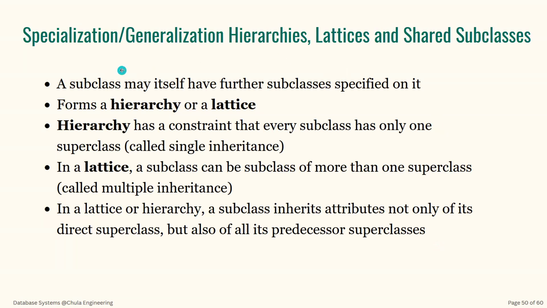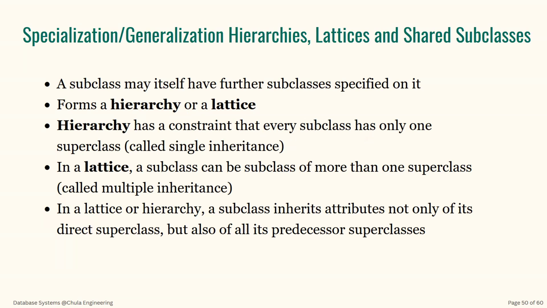Now, there are some more of the terms here. I don't think I can finish all 10 pages. It's called specialization, generalization, hierarchy, lattices, and shared subclass. Let's begin with the subclass may itself be further subclass. Okay, may have further subclass specified on it. And whenever you have more subclasses nested or you have more hierarchies, it will be called a hierarchy or a lattice. Okay. Now, if there is a hierarchy, it would have a constraint that every subclass has only one superclass.